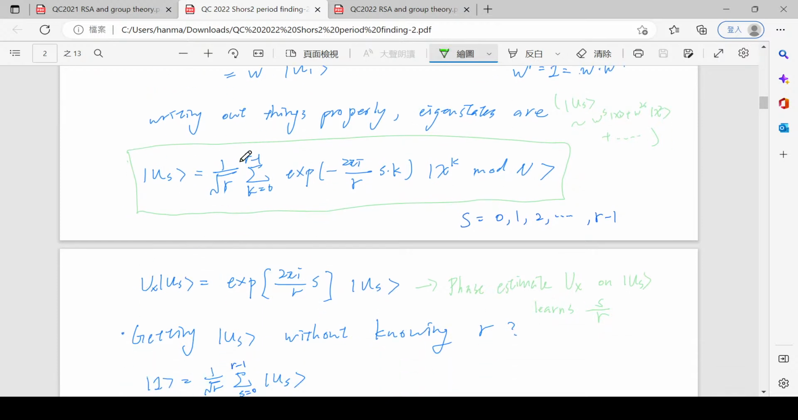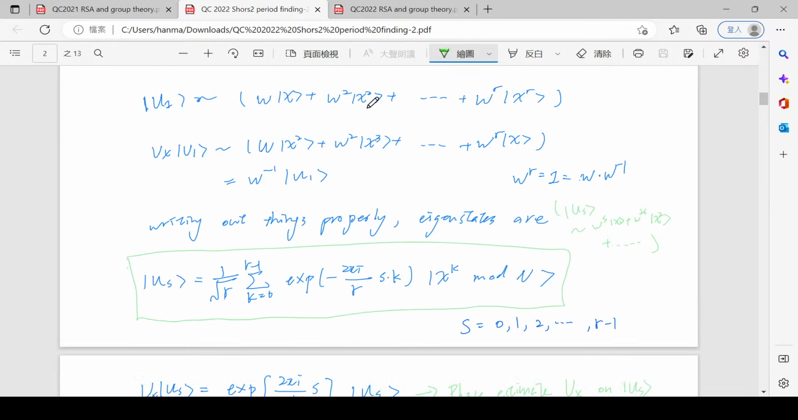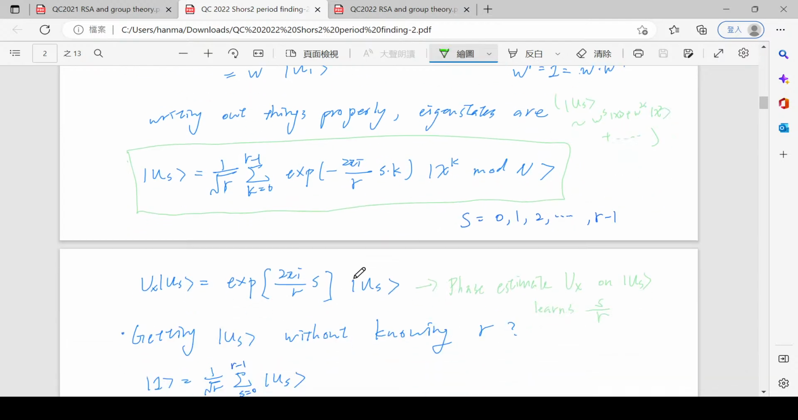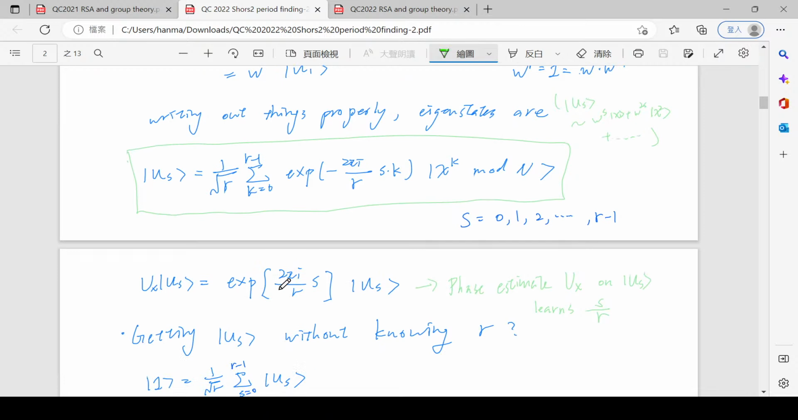Anyway, those are the eigenvectors. They are equal superpositions of x to the k, multiplied by different phases. And their eigenvalues will be omega to the minus s, which is exponential 2 pi i s over r. So you see this has some information about r.